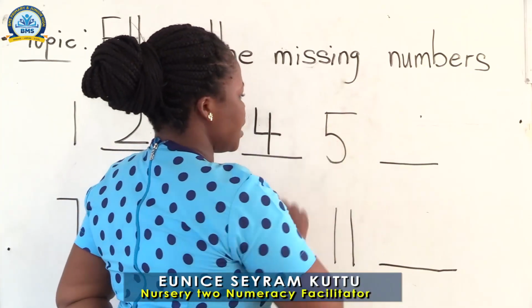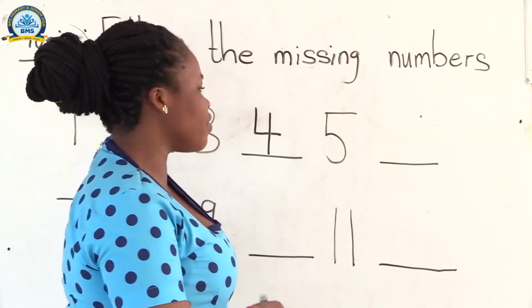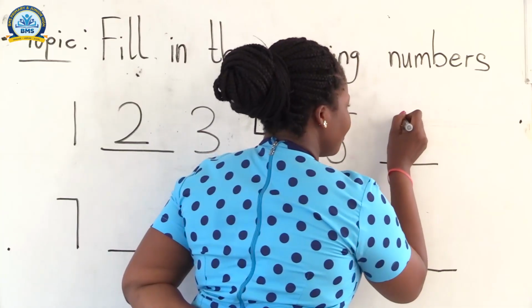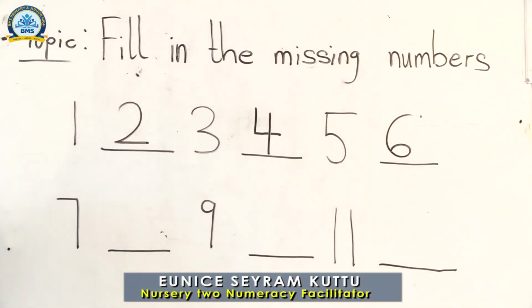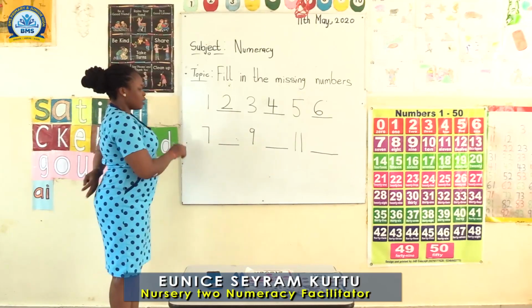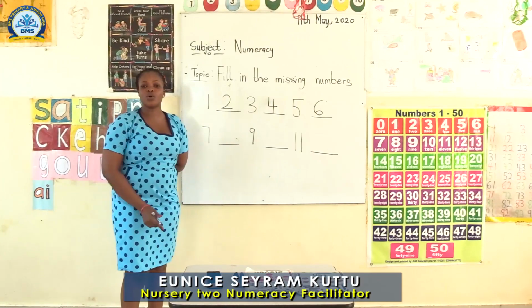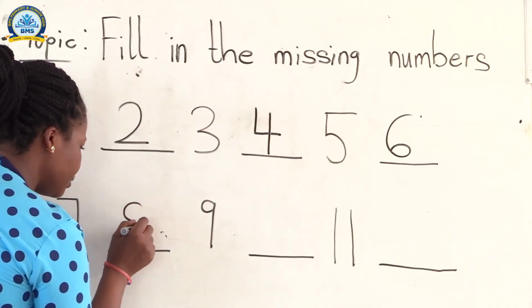Now we have 5 here. Next to it, there's a number missing. What number should we write there? 6. Wow. Good. Now, besides 7, there has to be a number here. From 7, what number do we go to? 8. So let's write our 8.